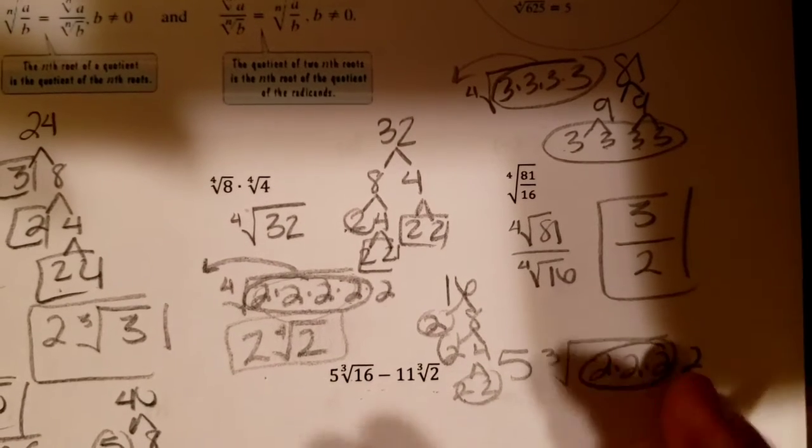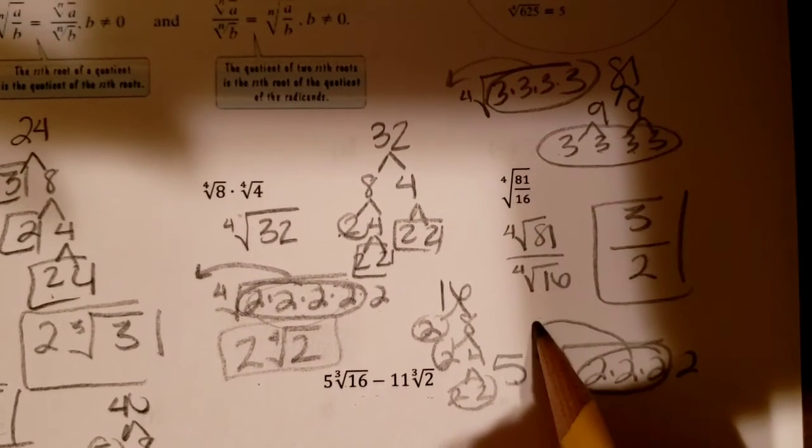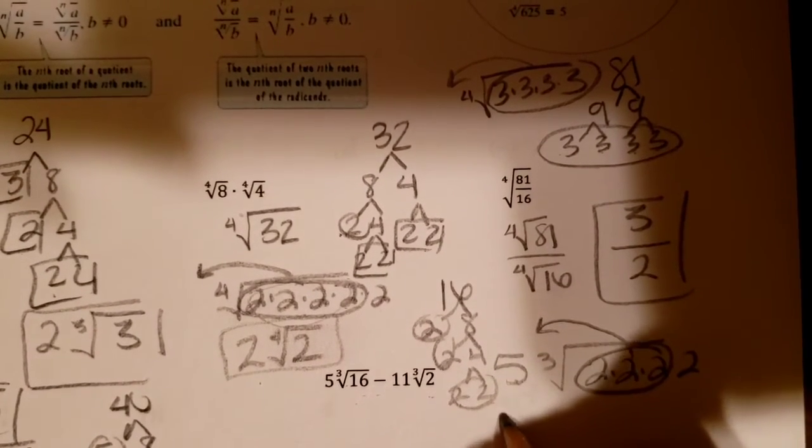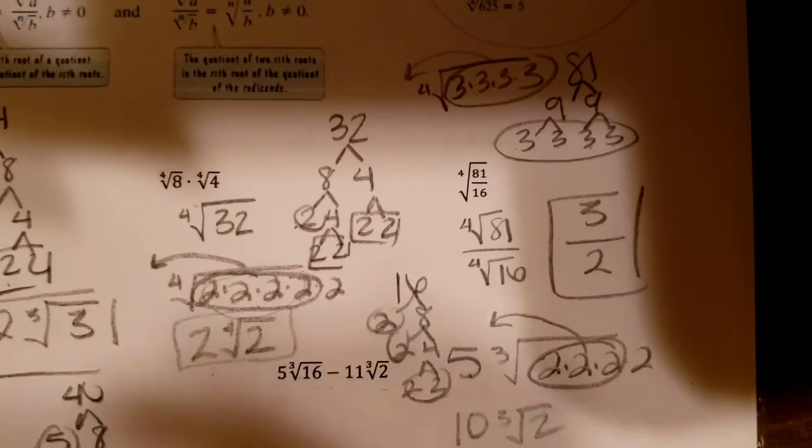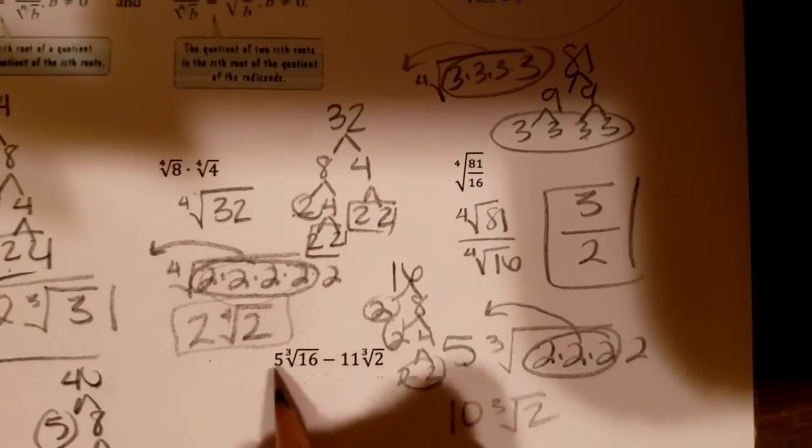Circle them in groups of 3. There was already a 5 out there. I get to bring a single 2 out. 5 times the 2 that's coming out is 10, times the cube root of the lone 2 left. That was this guy simplified.